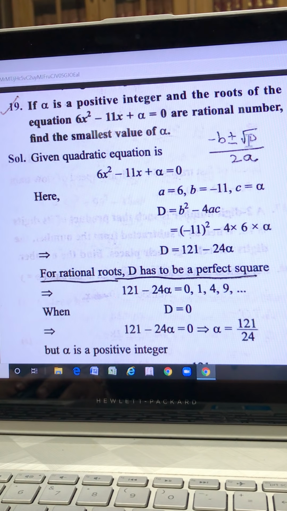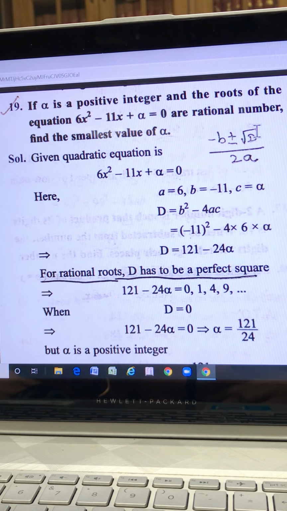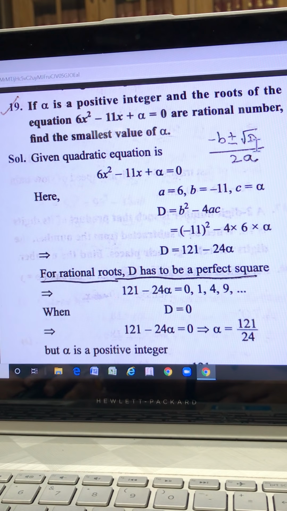Otherwise what will happen? You will get the answer in root. If the discriminant is not a perfect square, you will get the answer in root, and then you cannot get the roots as rational numbers. So whenever you are given that the roots are rational numbers, that means they are telling you that D, the discriminant, is a perfect square. Perfect square means what? Either it will be 0, it will be 1, it will be 4, it will be 9, because root 9 is 3, root 4 is 2.